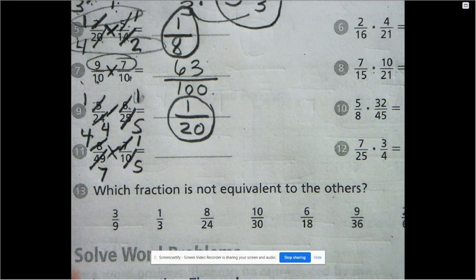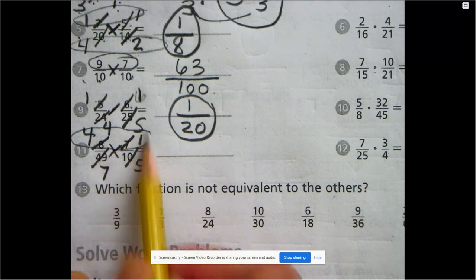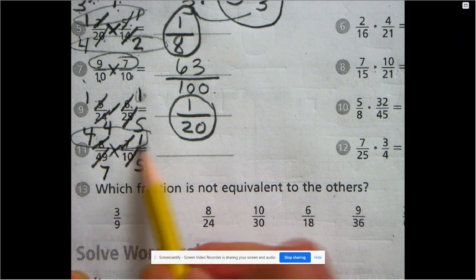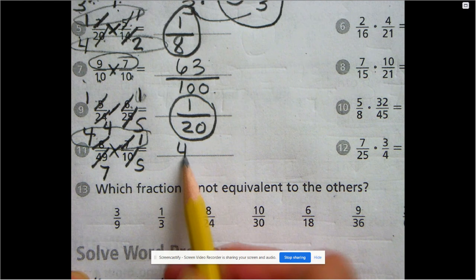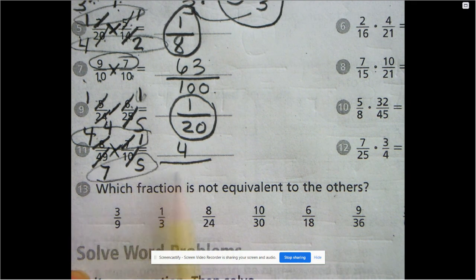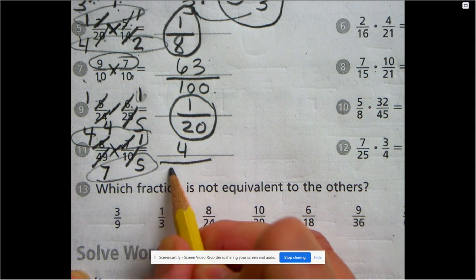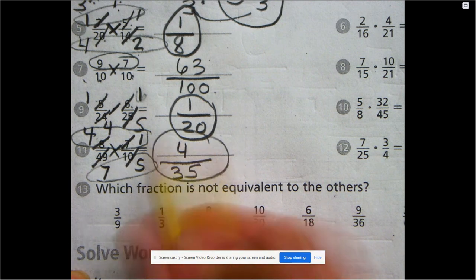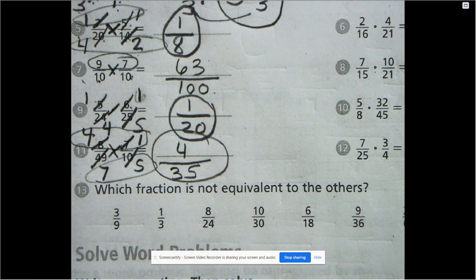Now we go ahead and multiply across with those numerators. 4 times 1 is... 7 times 5 is... My answer is already simplified. There is nothing that 4 and 35 both share. So I am moving on.